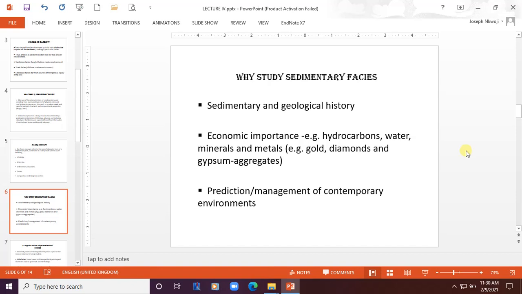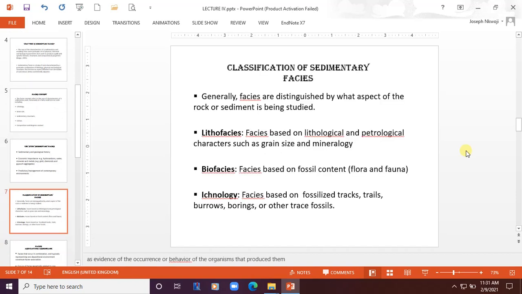It is also of economic importance. For example, hydrocarbons or water, minerals and metals can be traced according to the facies. We need to study them because as you study the facies, you get information about the mineral content of that particular environment. You can also use it to predict or manage some contemporary environmental issues. Classification of facies, or sedimentary facies.